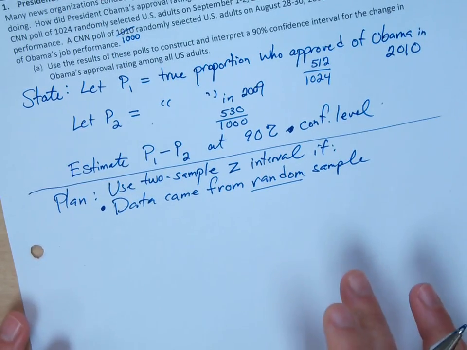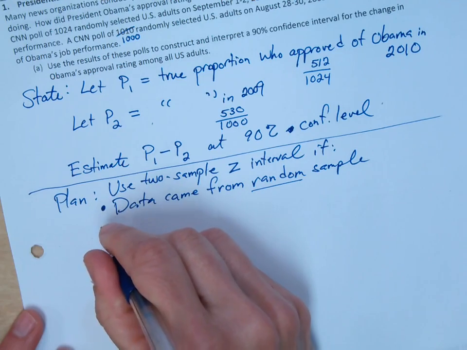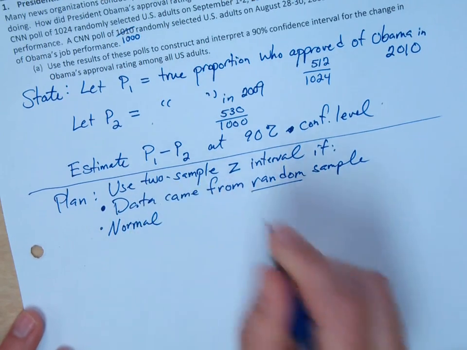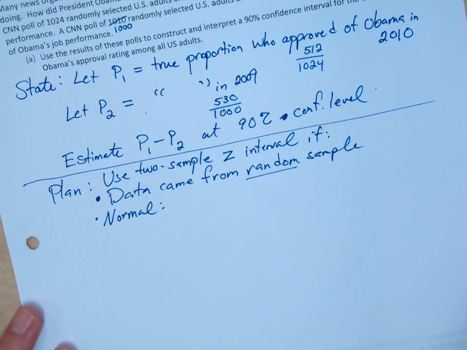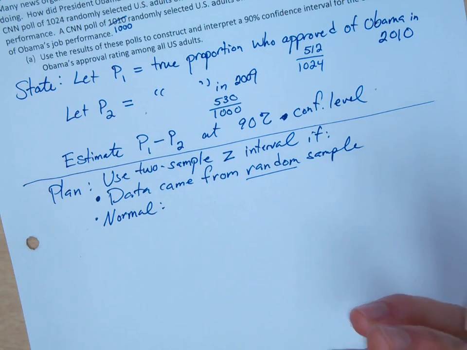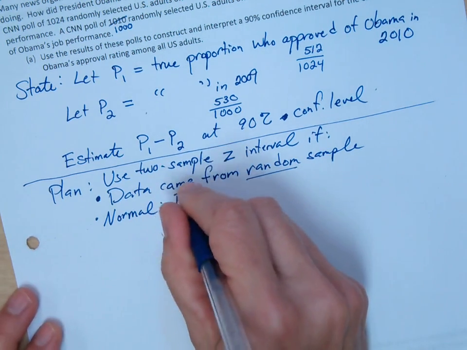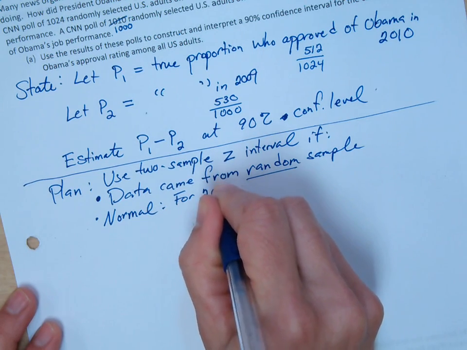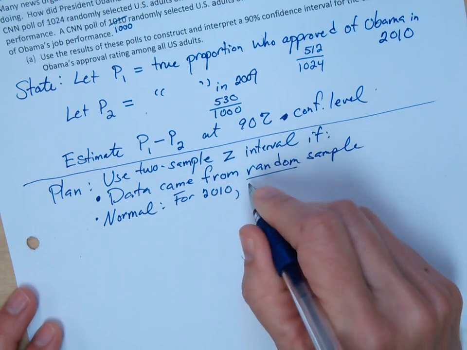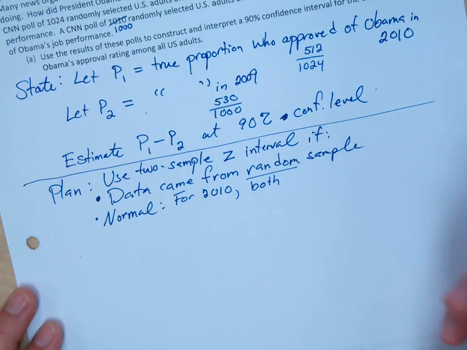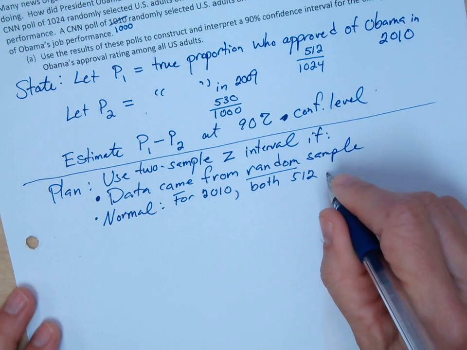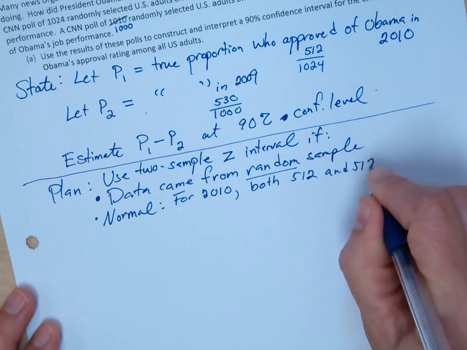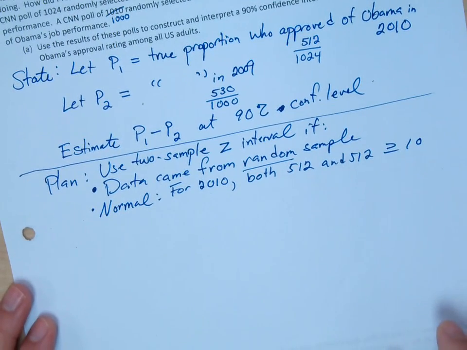Now the normal condition is a little bit different, but not really. What was the normal condition for proportions? NP and N1 minus P greater than or equal to 10. So we have to do the same thing with both proportions. So for 2010, since it's 50%, the successes and failures would both be 512. So both 512 and 512 are greater than or equal to 10.